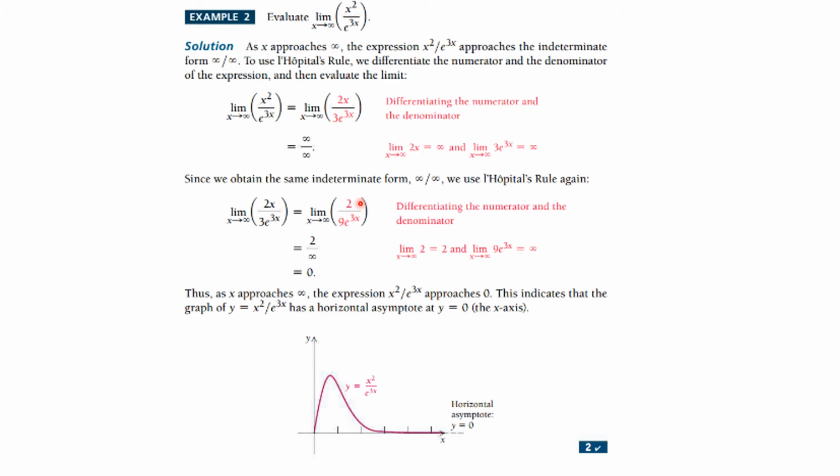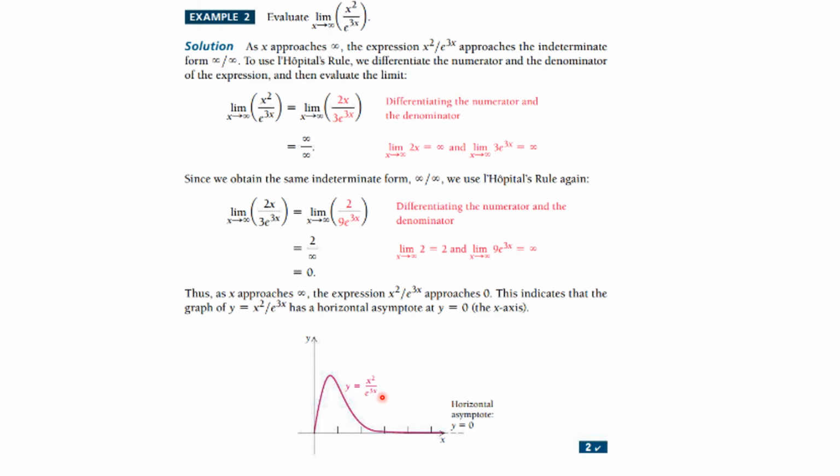Now we get 2. The derivative of 2x is 2. The derivative of the denominator is the 3 just sits there, and the derivative of e to the 3x is 3 e to the 3x. So the net of all that is I get 9 e to the 3x. And now, as x tends to infinity, the top remains 2, but this gets infinitely large, which means that this is 0. Thus, as x approaches infinity, this expression approaches 0.